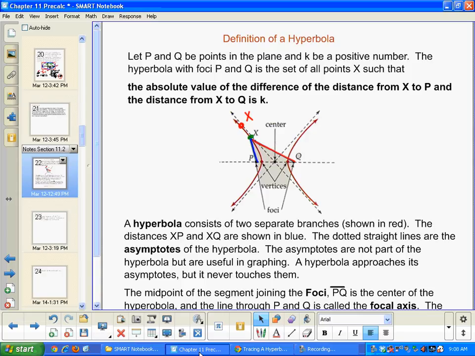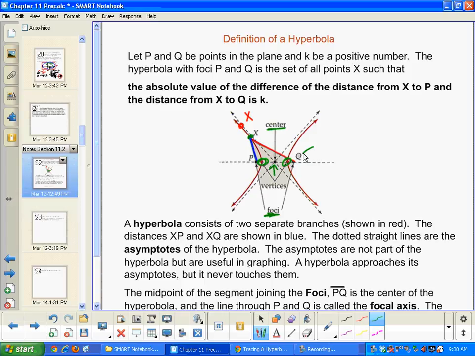All right, and so some important points on the hyperbola are P and Q. P and Q are going to be your foci. You have your vertices, so your vertices are here and here. Your vertices are actually points on the hyperbola, whereas P and Q are not points on the hyperbola. They're just very important points. You have the center. The center is going to be here.